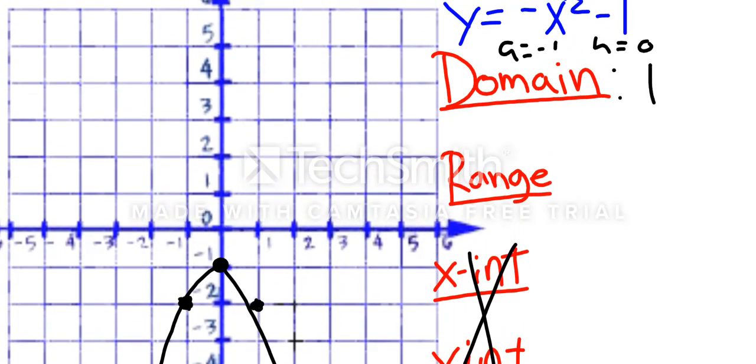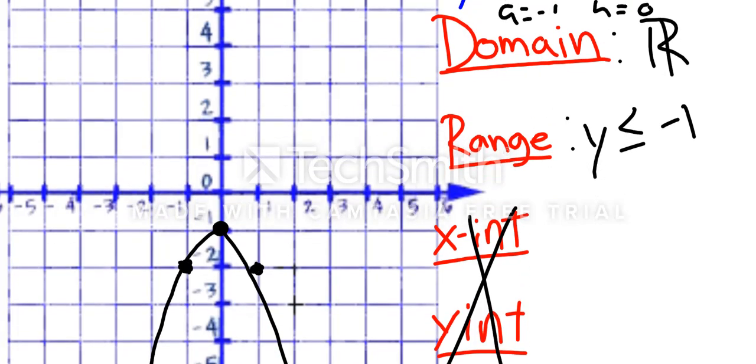So our domain is always the same. It goes left forever and goes right forever, so it's all real numbers. Now the range changes because when it opens down, we have that high point. Oh, I forgot to point out a vertex, so I'll do that in a minute. Since it's opening down, we have to say y is less than or equal to the k value.